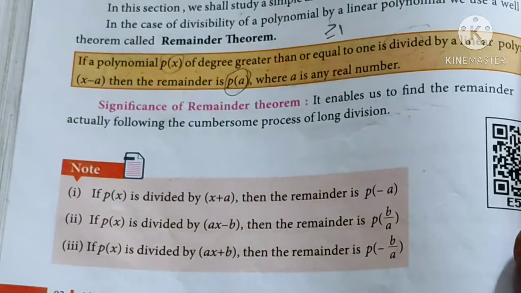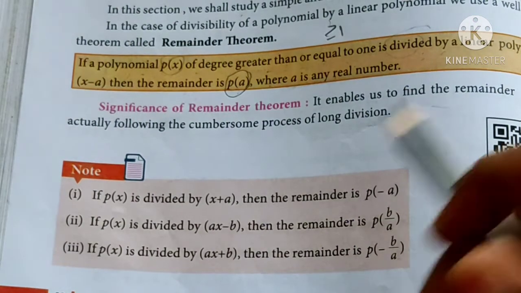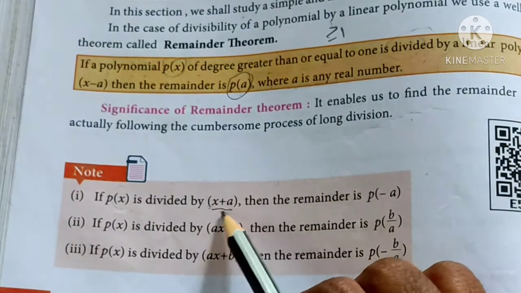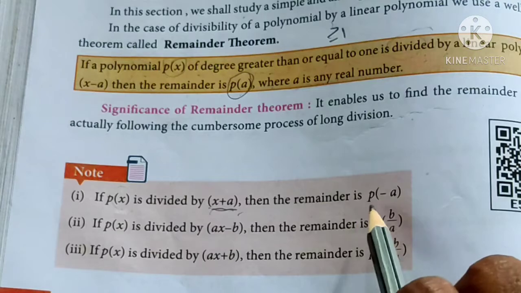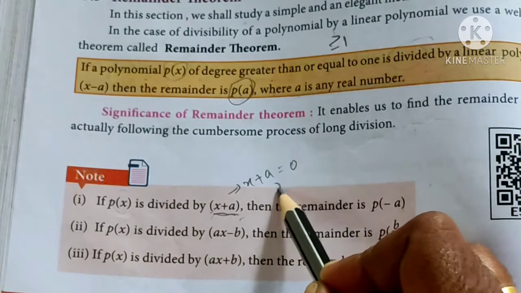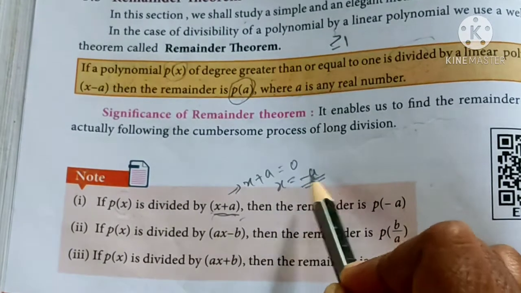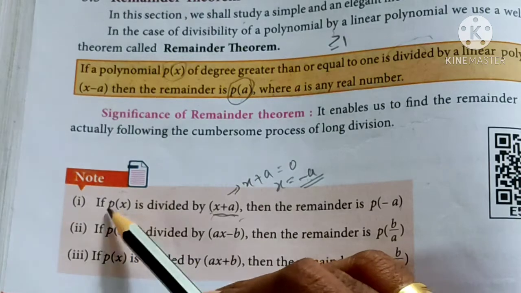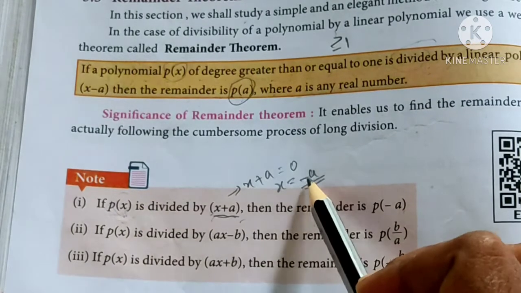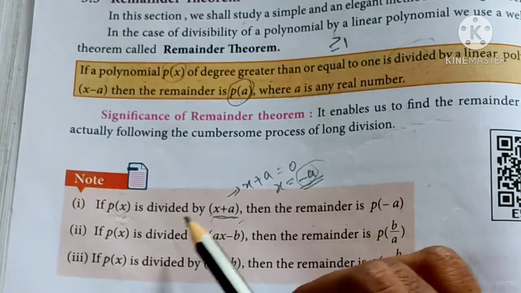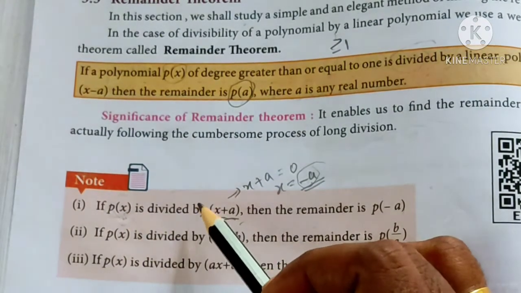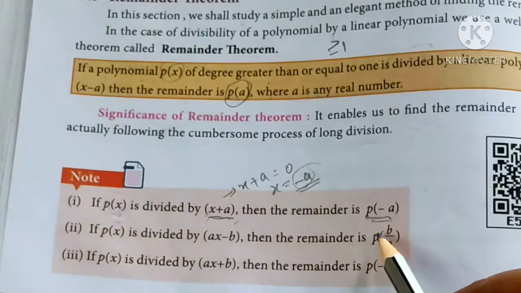One note. If p of x is divided by the linear polynomial x plus a, then the remainder is p of minus a. Consider x plus a equal to 0, so what's the value of x? Minus a. This is the substitution value in the polynomial. All the terms are x-related, so we substitute minus a in place of x, and we get the remainder. So generally we write p of minus a.